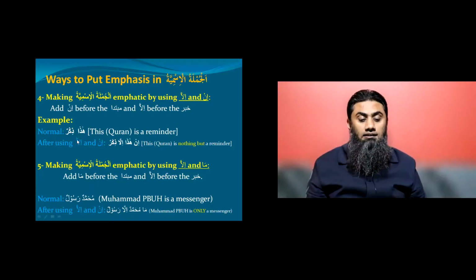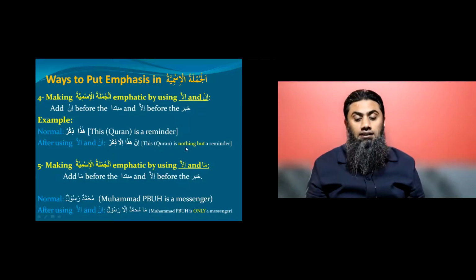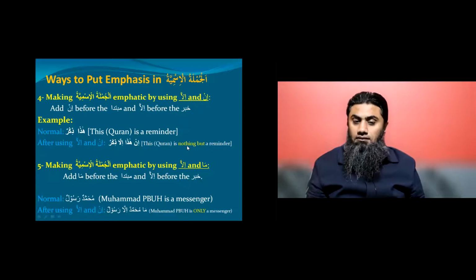Now look at the emphatic way. Haza was the mubtada. Before haza, we put in: in haza. Zikrun was the khabar. Before zikrun, I put illa: in haza illa zikrun. This is nothing. This word is referring to the Quran. That's why I put it in brackets, but it's not in the text. This is nothing but a reminder.